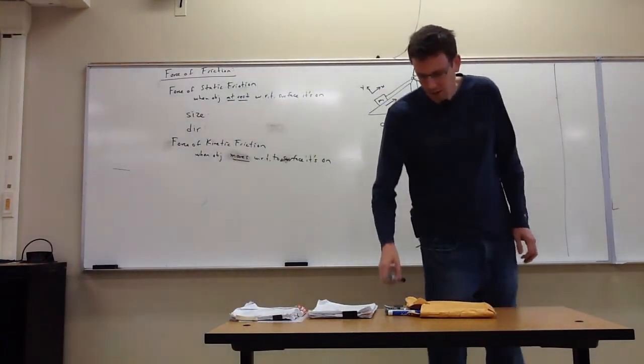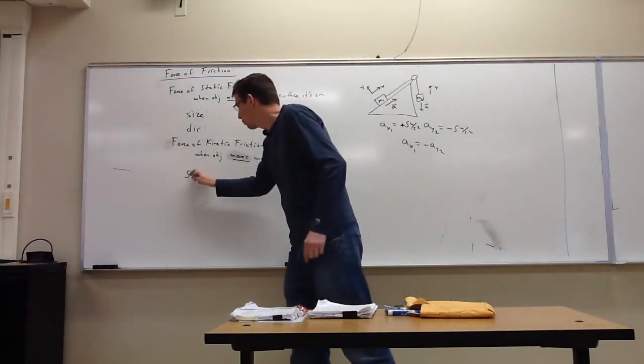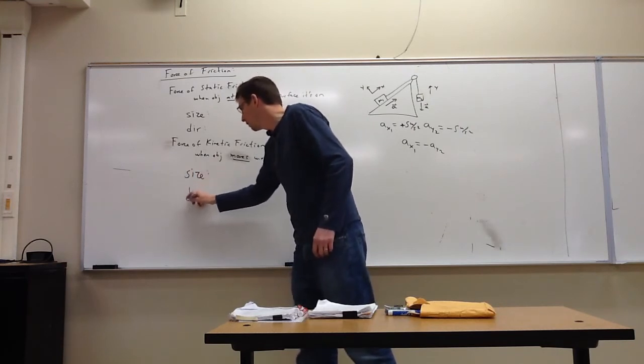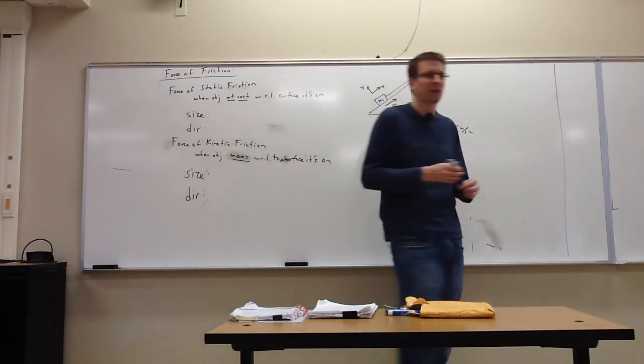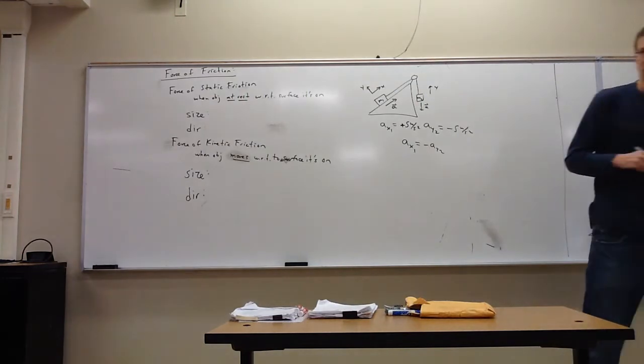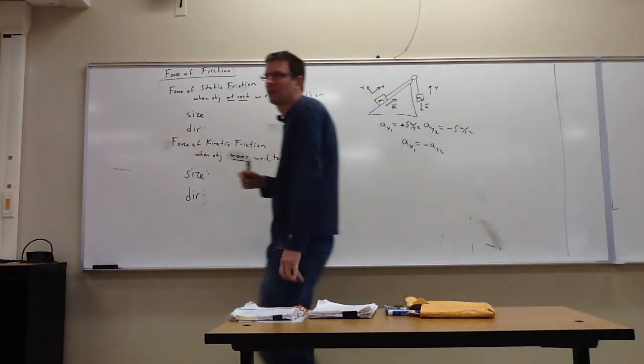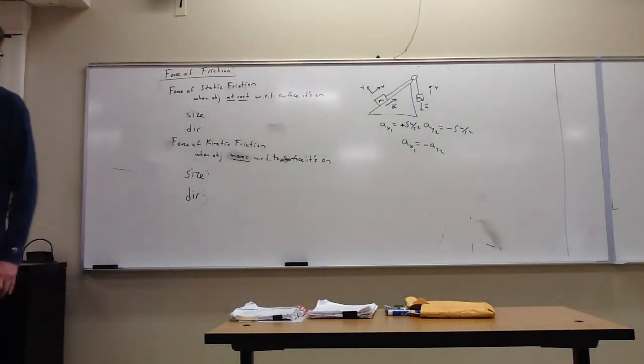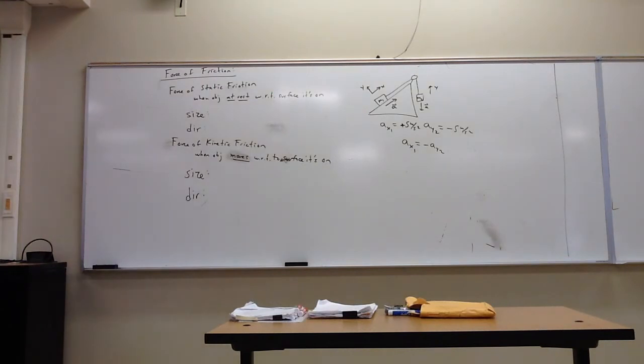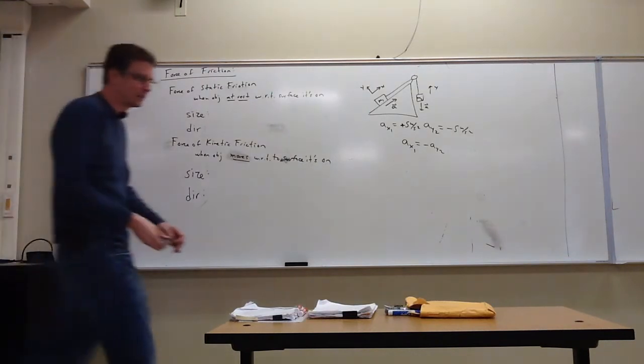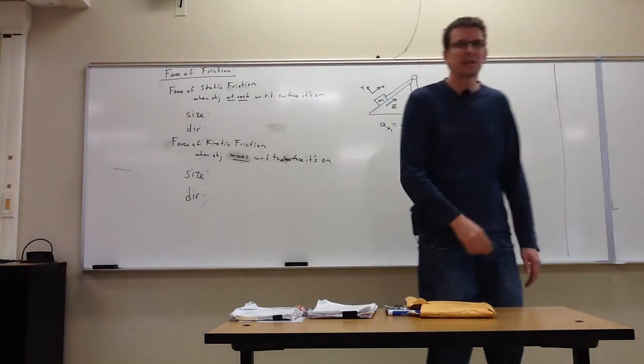And so we're going to have to talk about what are the rules of thumb for size and direction of that type of friction. Now, you notice that I didn't just say when an object is at rest and when an object moves. It's all about relative to the surface it's on, right?